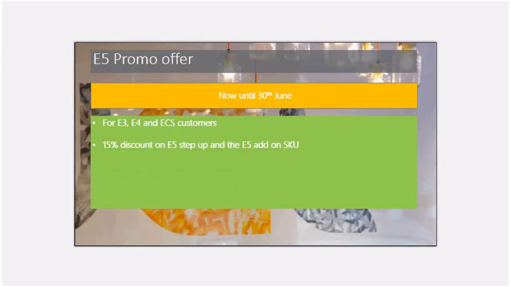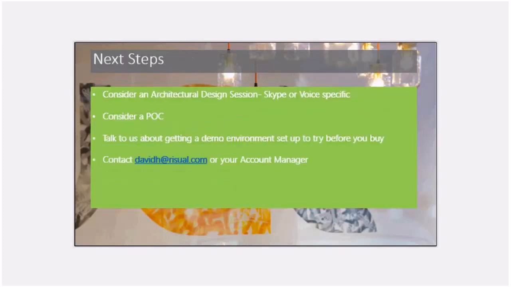So anyway, moving on to the last slide in terms of next steps. There are three basic things that we can do here. We have an offering called an architectural design session. These are one-day sessions on site with one of our consultants, and these can either be specific to Skype for Business, or they could be voice specific, or they could be much broader if you want to look at Office 365 or EMS, whatever it is.